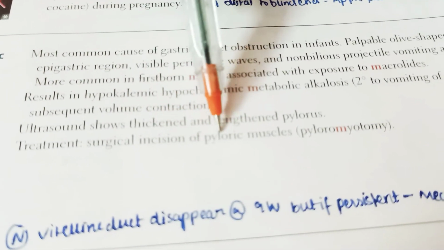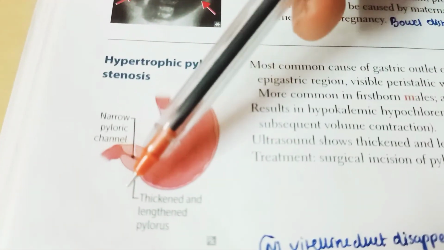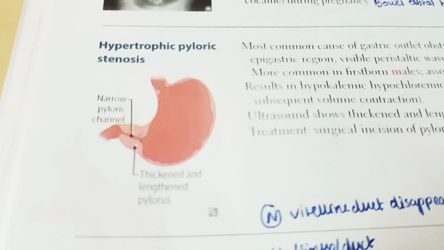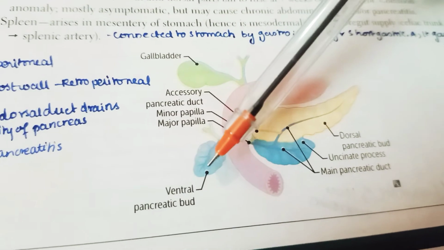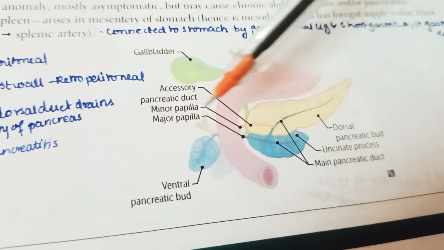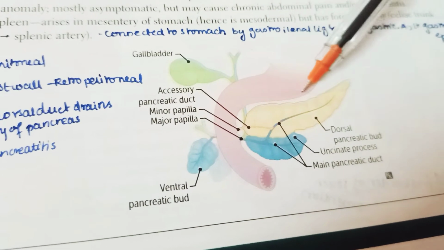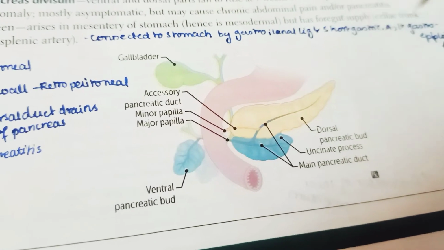Treatment is surgical incision of the pyloric muscle, that is, we need to perform a pyloromyotomy. Next, coming to the pancreas and spleen. The pancreas is present as a ventral bud and a dorsal bud. The ventral bud also comes here and joins with the dorsal bud and forms a complete pancreas.